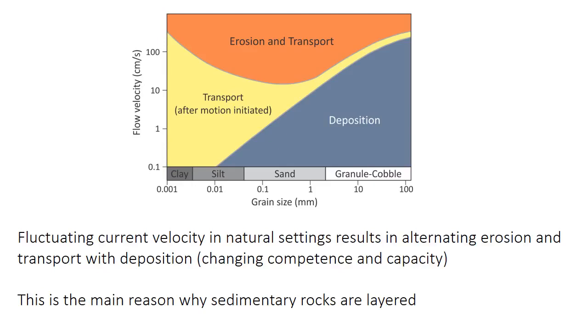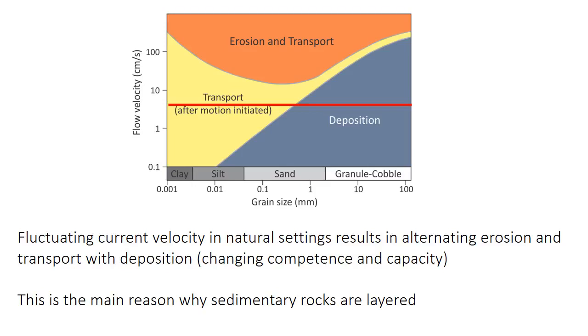So given the importance of current velocity on controlling the competence of the flow, which is the largest particle it's able to move, fluctuating velocity can result in alternating erosion or transport and then deposition. So for example, let's consider a flow that starts around 5 centimeters per second. This is sufficient to transport grains smaller than medium sand, say half a millimeter, but anything larger than that won't move.